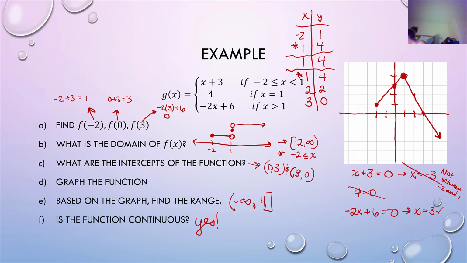How'd you do? Most of it makes sense. Was it hard? It's weird to get through, but once you've done a couple, it'll make a little bit more sense. So check your work with what I have here. Make sure that f of -2 you got 1, f of 0 you got 3, f of 3 you got 0. You found that the domain was -2 on.